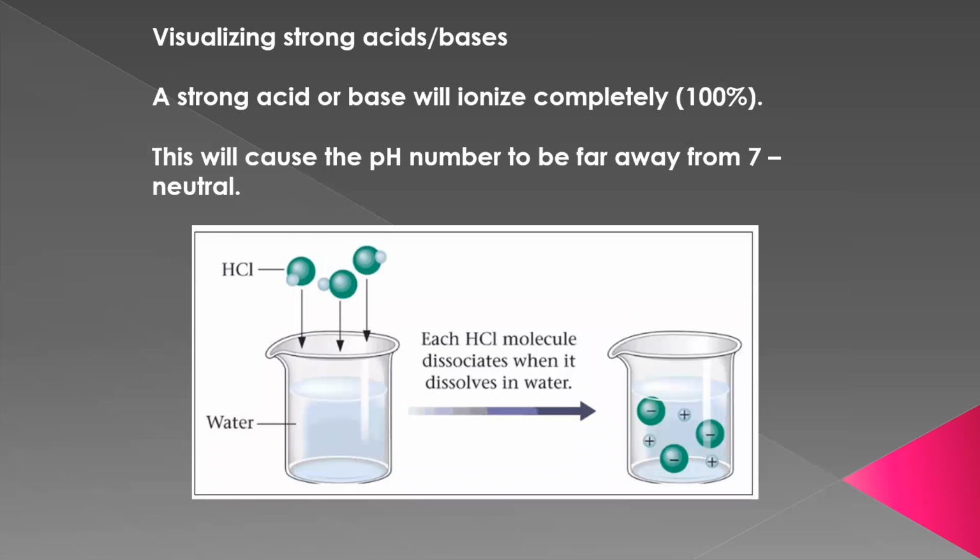So as I mentioned at the beginning, today has a lot of pictures because the best way to consider whether an acid or a base is strong or weak is to picture what's going on with the ions. So a strong acid or a strong base will ionize completely. Now in chemistry, we say 100%. It may not be exactly 100%. It may be like 99.9, 99.8. It may actually even be like 98%.